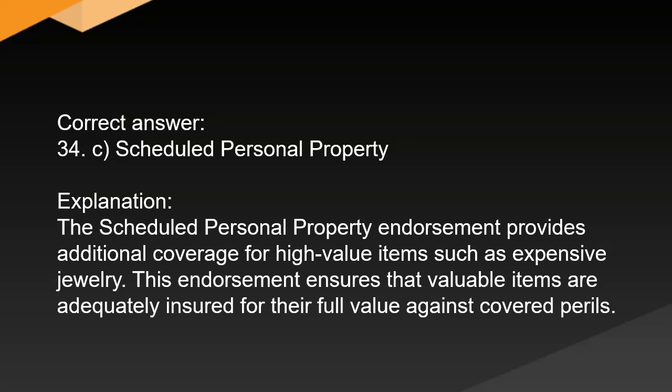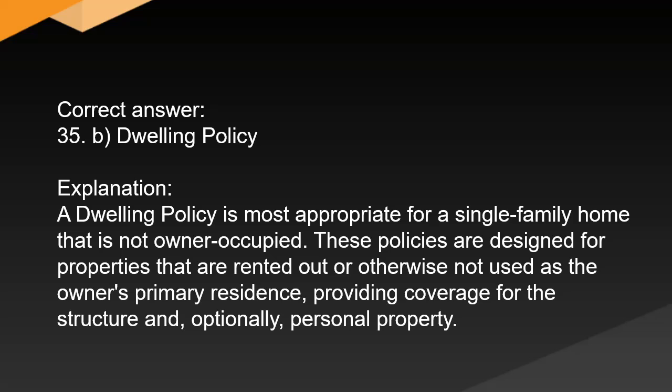Correct answer. C. Scheduled personal property. Explanation. The scheduled personal property endorsement provides additional coverage for high-value items such as expensive jewelry. This endorsement ensures that valuable items are adequately insured for their full value against covered perils. Correct answer. B. Dwelling policy. Explanation. A dwelling policy is most appropriate for a single-family home that is not owner-occupied. These policies are designed for properties that are rented out or otherwise not used as the owner's primary residence, providing coverage for the structure and, optionally, personal property.